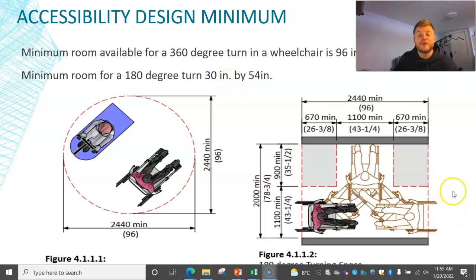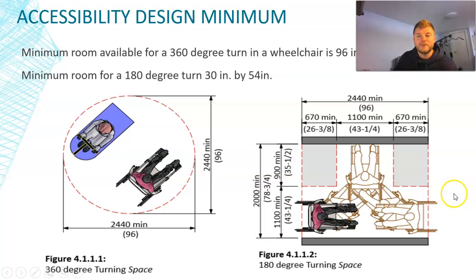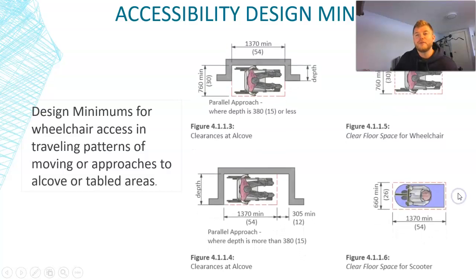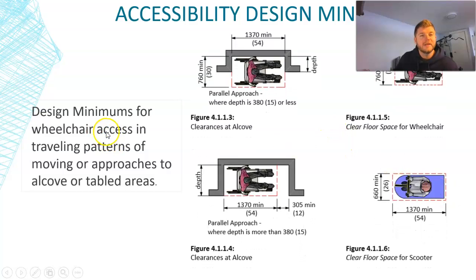Now, I want you to refer to this PowerPoint as we do design. It's kind of difficult to remember all of these. So as we go through, just ensure you're always referring back to it. These are some minimums for different travel patterns as well. This is a clearance at perhaps an alcove. With the parallel approach, the depth should be no more than 15 inches or less.